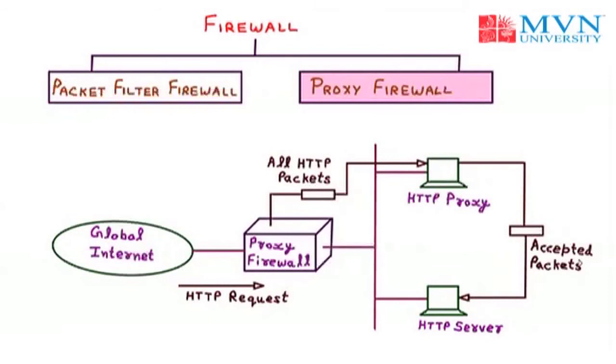If the packets are not accepted, the message is dropped and an error message is sent to the external user. So that means if the packets are not accepted, an error message is sent back to the proxy firewall by the HTTP proxy. In this way, the requests of the external users are filtered based on the contents and the application layer. So the proxy firewall filters at the application layer.